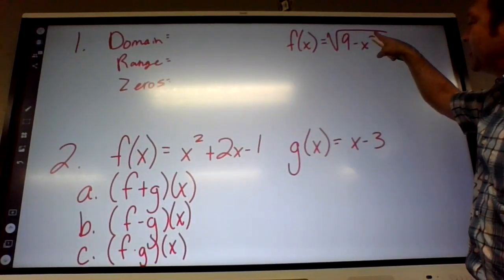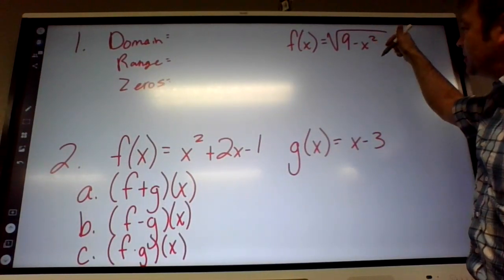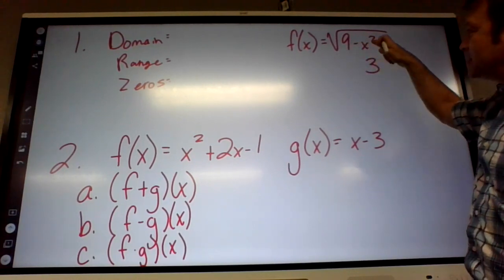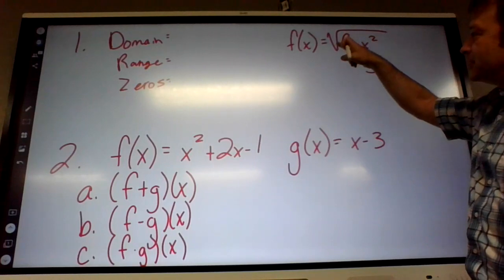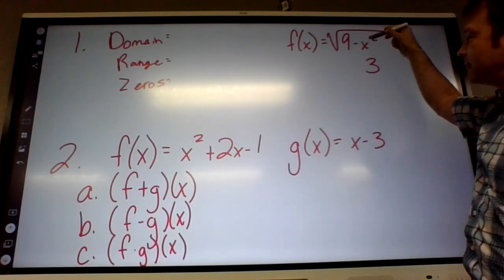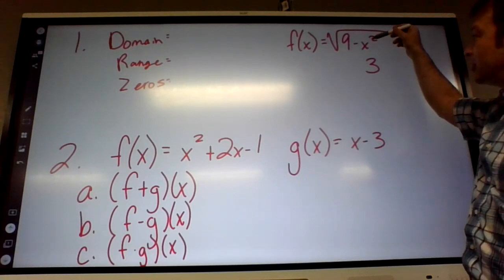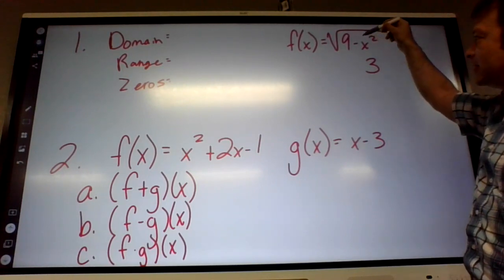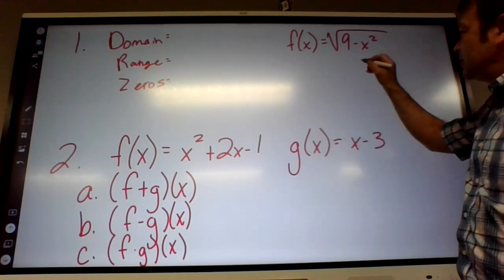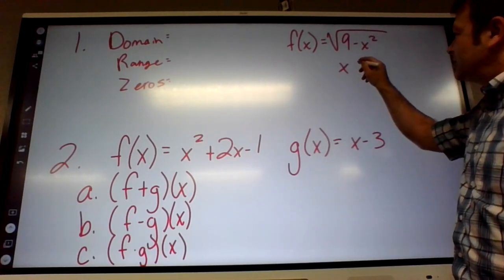What's the biggest thing I could put for x and still be okay? 3. Because 3 squared is 9, 9 minus 9 is 0. You can do the square root of 0, which is 0. That's okay. But if you plug in anything bigger than 3, like 4 or 3.1, 4 squared is 16, 9 minus 16 is negative, the square root of a negative is imaginary, so that's no. So x has to remain smaller than 3.